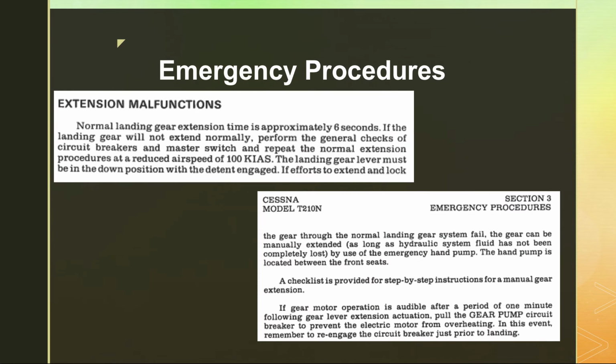But again, know your system, know how it works. This aircraft takes about 6 seconds to extend the landing gear, 8 seconds to retract, 6 to put it down because gravity is helping the gear go down. And they give you a few things. What if the gear doesn't go down?